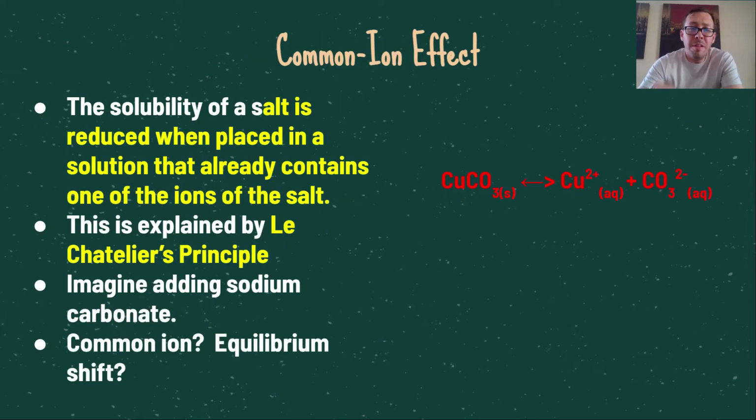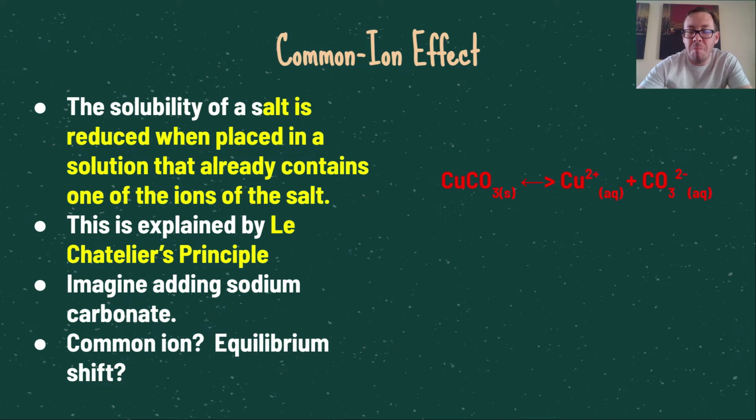Now, the solubility of a salt is reduced when we place it into a solution that already contains one of the ions of the salt. That is explained by Le Chatelier's principle. So imagine we add sodium carbonate to the equilibrium concentrations that are on the right here. Well, sodium is not going to have much of an impact on this, but carbonate is, because carbonate is found on the right side of the equation. So imagine we add more carbonate to the right side of the equation. Le Chatelier's principle states that that is going to shift equilibrium to the left side of the equation.